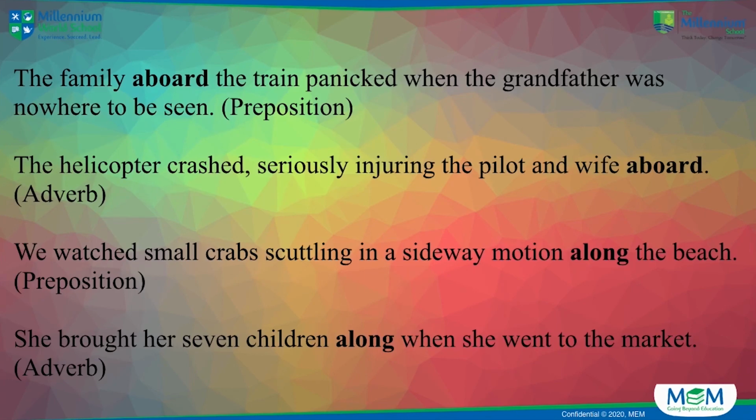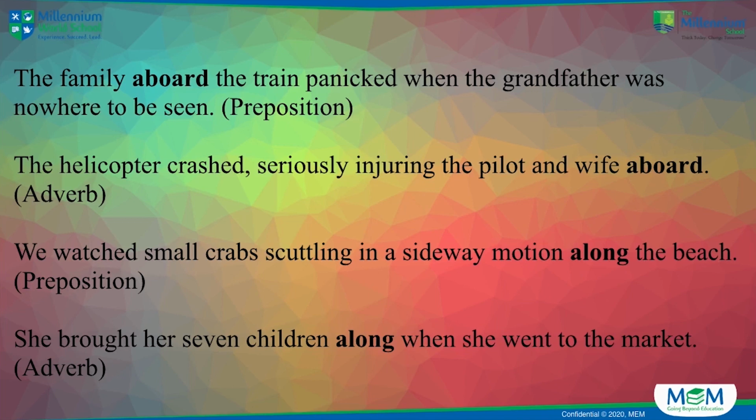Now here are some more examples to clear this topic further. The family aboard the train panicked when the grandfather was nowhere to be seen. Aboard the train. Do you see there is an object? Now look at this sentence. The helicopter crashed, seriously injuring the pilot and wife aboard. Now here it is stating a location, a place. So here it is an adverb. It doesn't have an object.